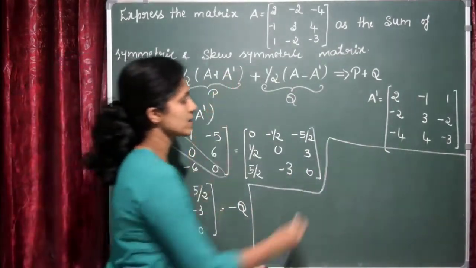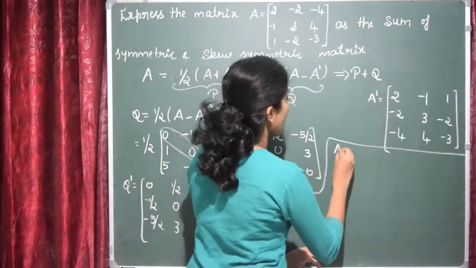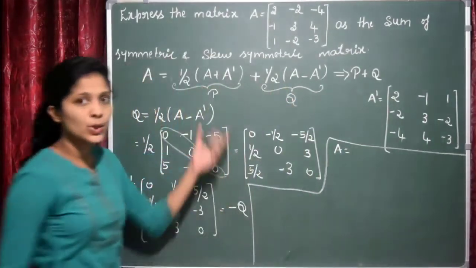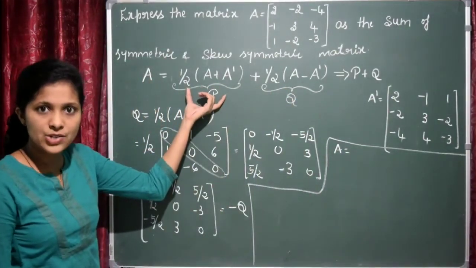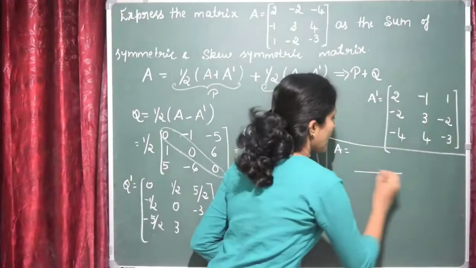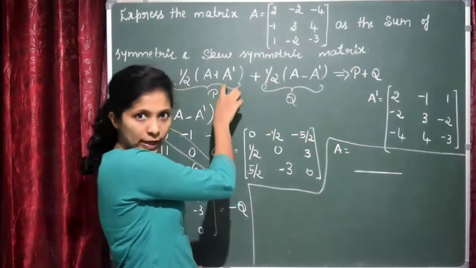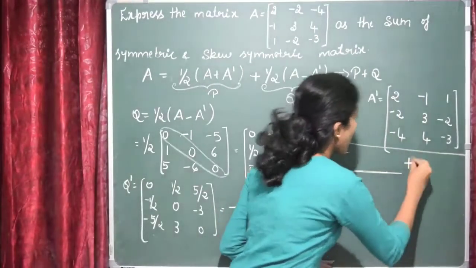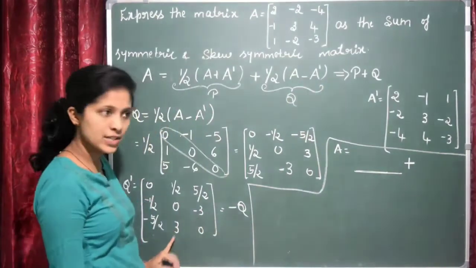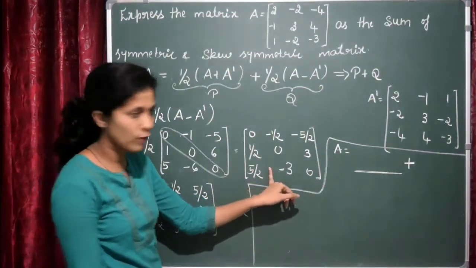Next you have to express A as the sum of these two. You have the value of half of A plus A dash, right? That you have to write here. I don't have value here. You have to write half of A plus A dash, plus half of A minus A dash. That means you have to write this one. Half of A minus A dash.